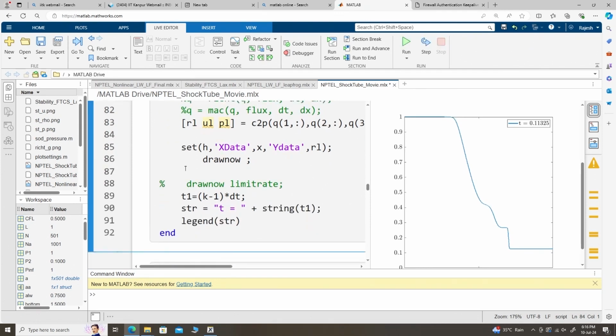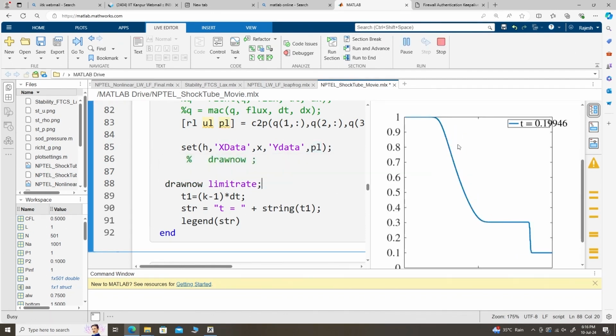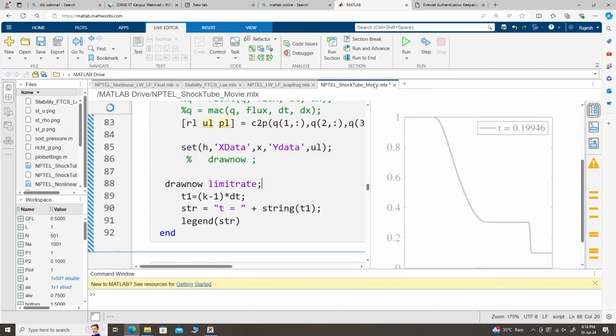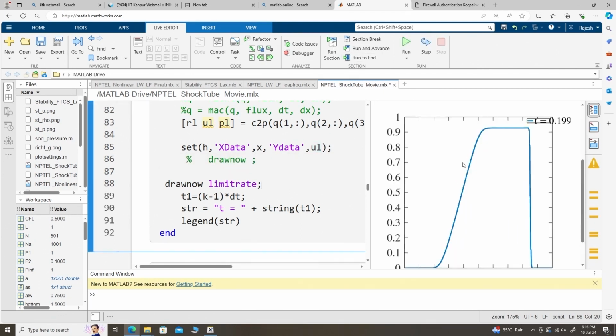You can probably see your pressure also. So instead of density, let me plot pressure. Run section. You can see this is the final pressure here, at around 0.2, and this is the shock and the expansion fan. There is no discontinuity in this. You can also plot maybe the velocity. So, this is the velocity that you see here.